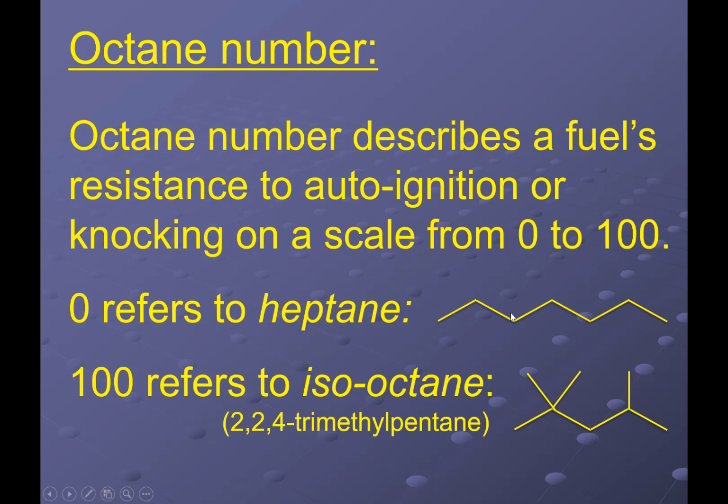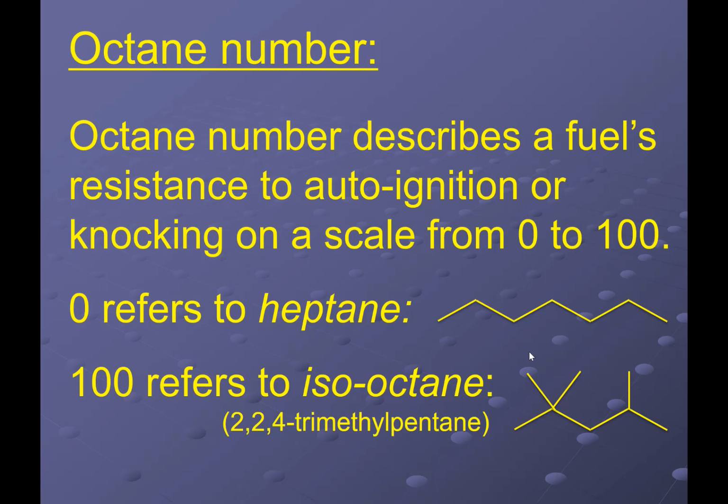We find heptane, which is a nice 7-carbon straight chain molecule. That one knocks very much, so it's given an octane number of 0. We find this more branched form here. It's an octane, a branched form with a pentane backbone. This one, isooctane, actually burns really, really well. Not much knocking. That's given a scale of 100.